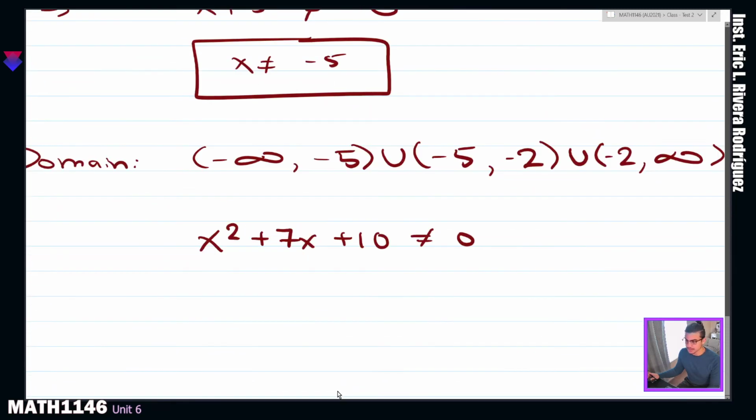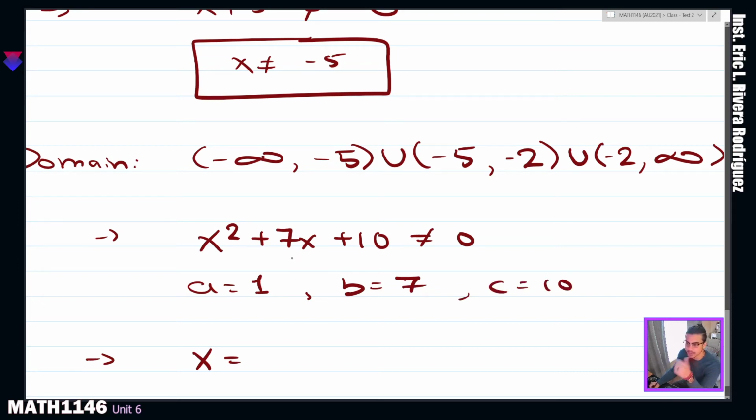All right. Again, we have a quadratic equation here, not equal to 0, but we are going to treat this not equal to 0 as an equal to 0, because we are looking for the x values. So in our quadratic equation, the value of a is 1, the value of b is 7, and the value of c is 10. Remember, to be able to use the quadratic formula, we need to have the standard form of the quadratic equation, and on the other side we need to have a 0. So now we can use the quadratic formula.